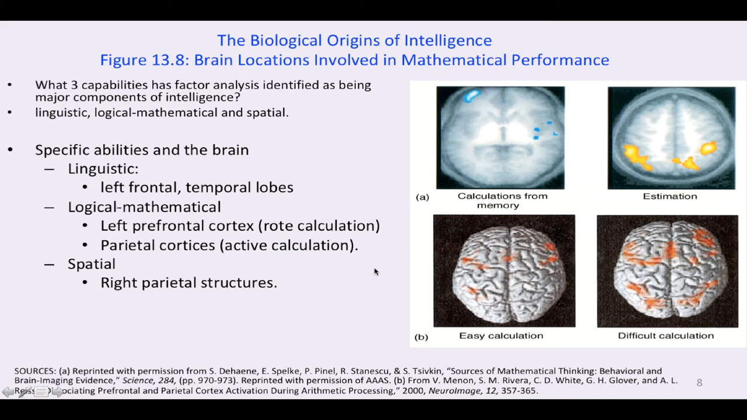In contrast, the parietal cortex is going to be more involved in active calculation. The harder it is, the more of the parietal cortex will have to kick in and get involved. And we also see in this image that estimation, so active estimation, is involving more of the parietal cortex, and you see more of this left and right, whereas calculations from memory are generally using more of that prefrontal, the left prefrontal cortex shown here.